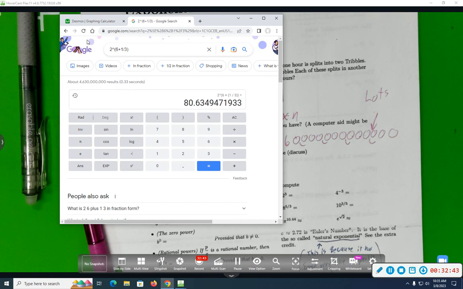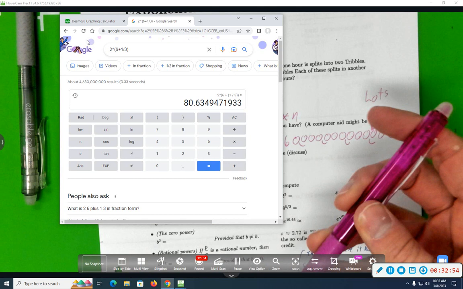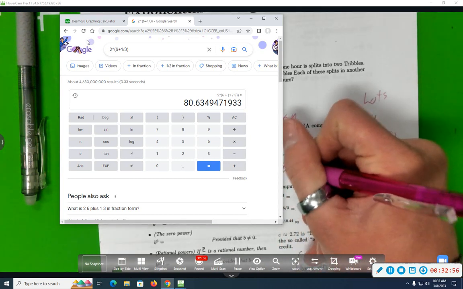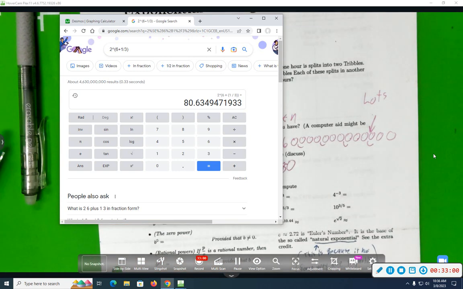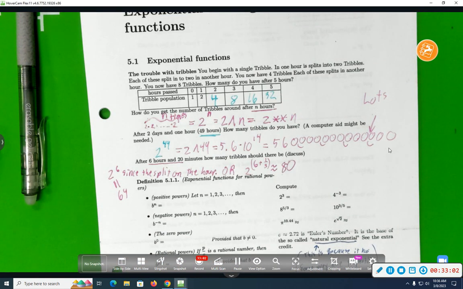And all right, we could write 6 and a third as 19 thirds if we wanted to. I don't think I will. I think this is good enough for me. This apparently is approximately like 80, whereas this was 64 on the nose. So maybe you'll notice something weird. This predicts a non-integer number of tribbles. You can't have a fractional number of tribbles.